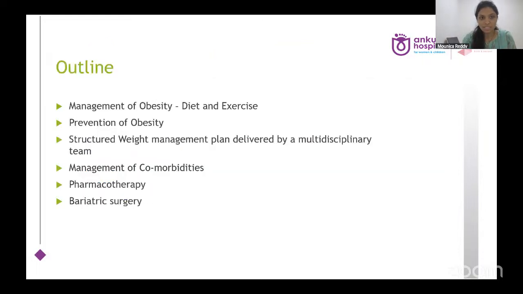So with this, let me give the outline of my talk today. I'll be going through the basics of diet and exercise management of obesity, prevention of obesity, and then a brief on the structured weight management plan, how a multidisciplinary team can deliver a structured weight management plan, then management of comorbidities, pharmacotherapy, and pediatric surgery.